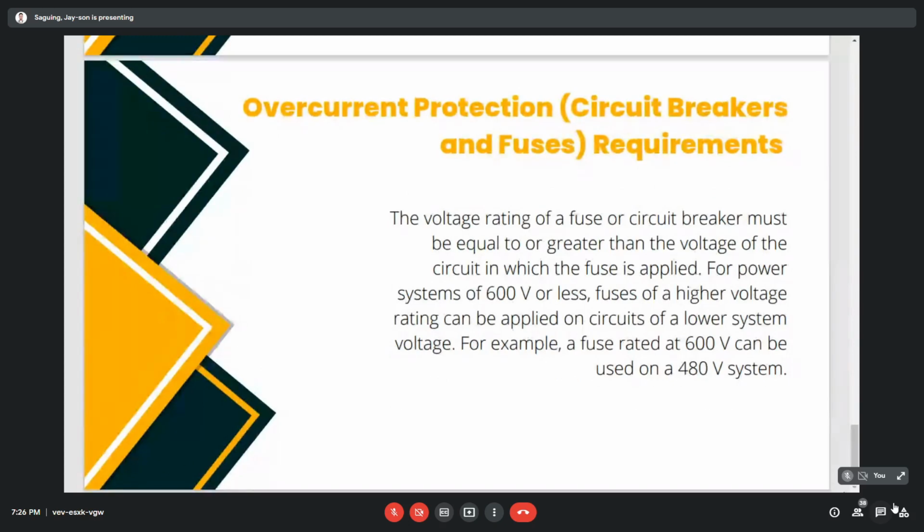So next, the voltage rating of a fuse or circuit breaker must be equal to or greater than the voltage of the circuit in which the fuse is applied. For power systems of 600 volts or less, fuses of higher voltage rating can be applied on circuits of a lower system voltage. So for example, a fuse rated at 600 volts can be used on a 480 volt system.